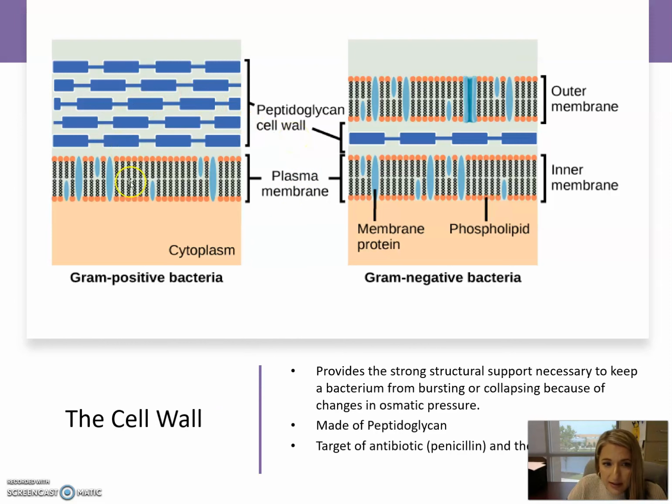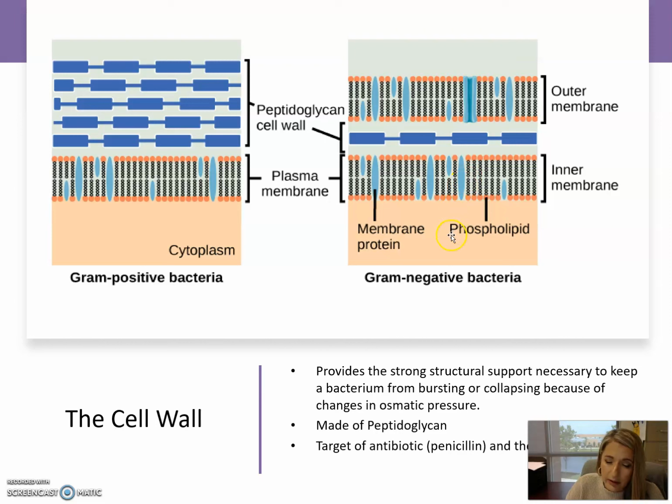If this is the cell envelope of a gram-positive bacteria, and then over here we have the cell envelope of a gram-negative bacteria. So the cell envelope of a gram-positive bacteria is only made up of two layers. We have the cell membrane right here, and then we have the cell wall right here. But note how much extra peptidoglycan it has, which is what makes up the cell wall.